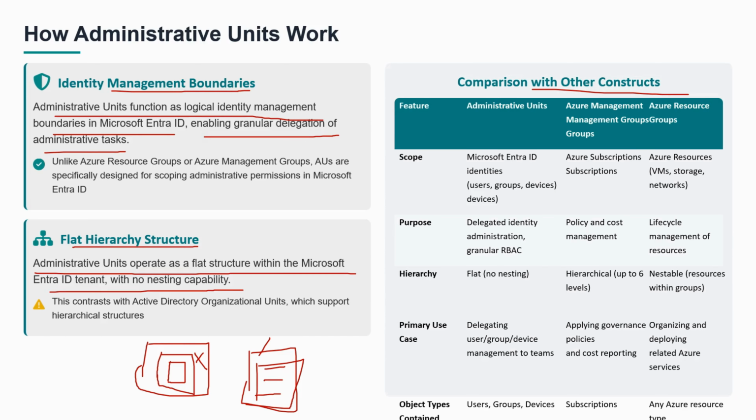Comparison with other constructs, like for example, we have features, scope, administrative unit, Azure management groups, and the Azure resource groups. Microsoft Entra ID, these are the things that we can manage. What is the scope, what is the purpose, what is the hierarchy, primary use case, and object type content. Azure management will contain subscriptions, this will contain users, groups and devices, and an Azure resource group can contain any Azure resource type itself. So this is the basic comparison that we have created. You can read it out if needed.